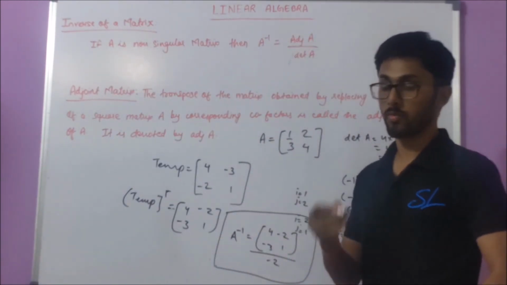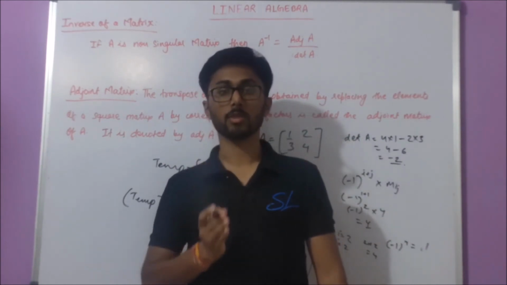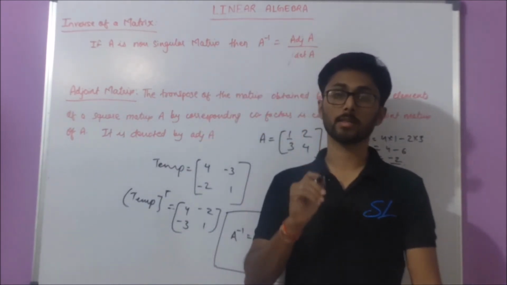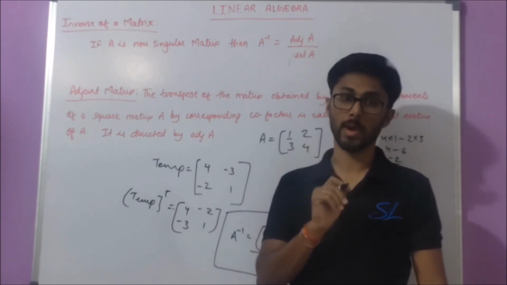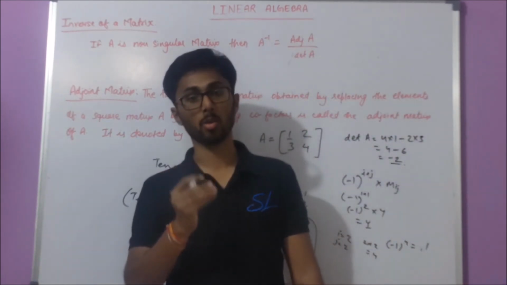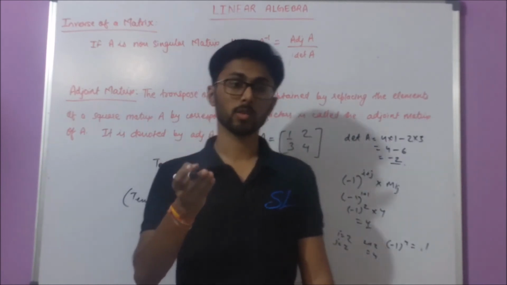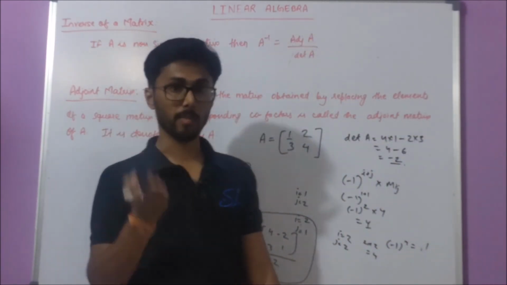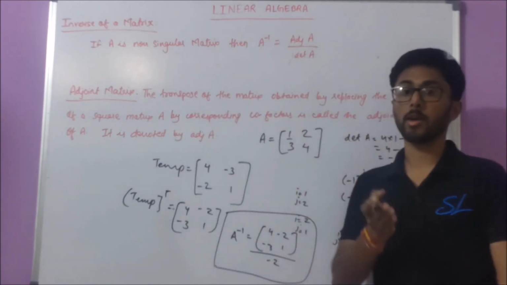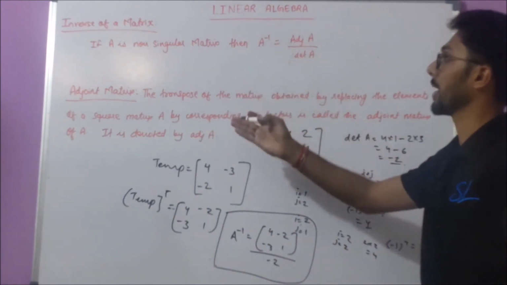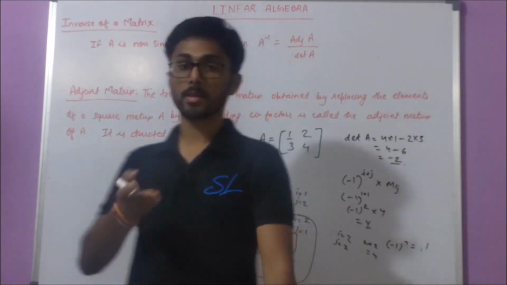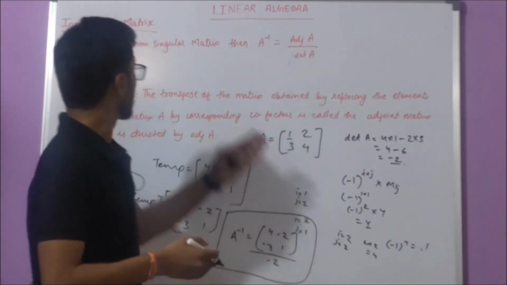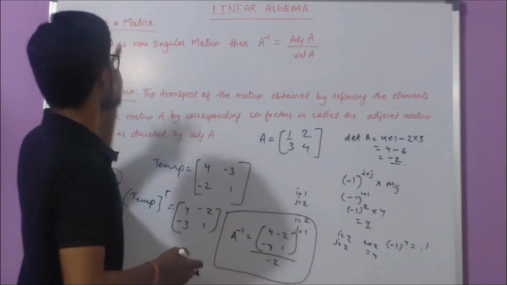Determinant should be non-zero. So in order to find the inverse of a matrix, first you have to check that the determinant of the matrix is non-zero, then you should know how to find the cofactor. Using the cofactors you can find the adjoint matrix, and using the adjoint matrix and the determinant of the matrix you can find the inverse of the matrix. So in the next video we will see some important results related to the inverse of a matrix.